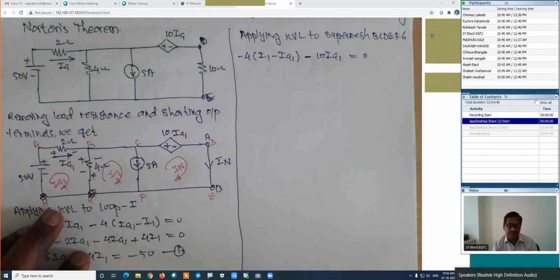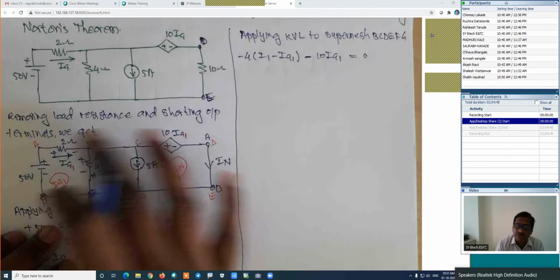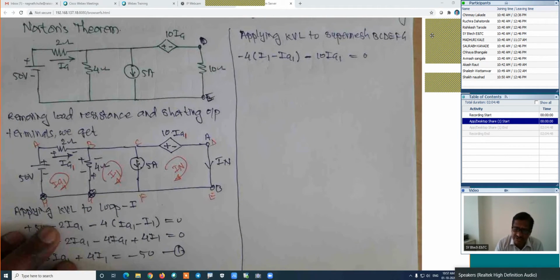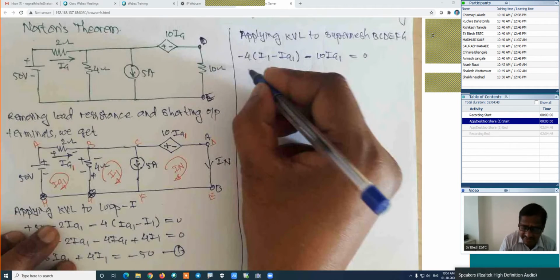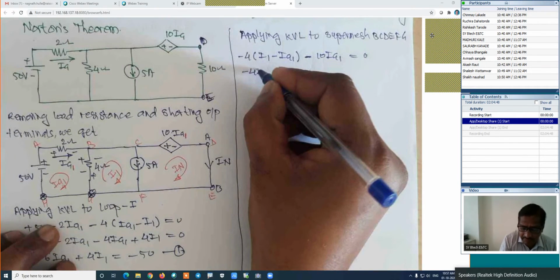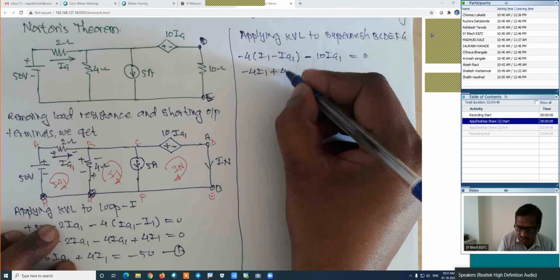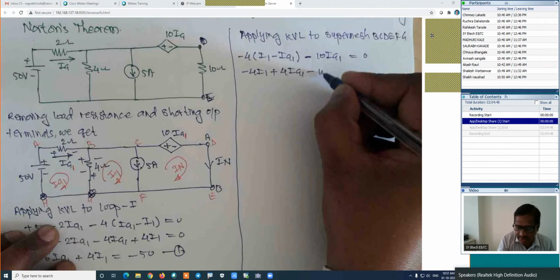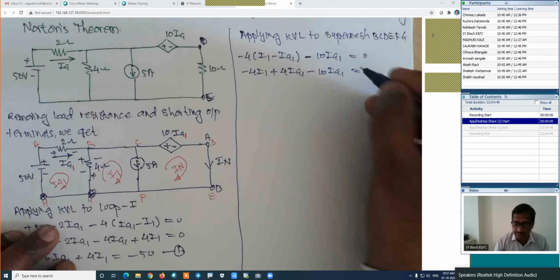This is the equation. Though the circuit looks complicated, look at the equations. Look, equations are very simple. If we simplify it, it is minus 4I1, plus 4 into IA1, minus 10 into IA1, which is equal to 0.